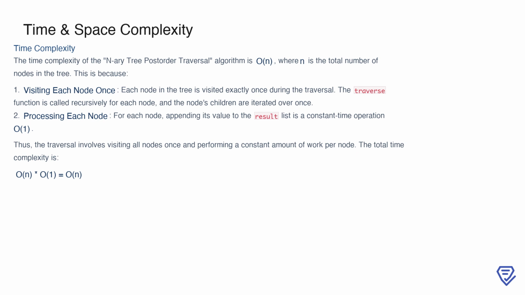The time complexity for the N-ary tree postorder traversal algorithm is O(n), where n represents the total number of nodes in the tree. This is because each node is visited exactly once during the traversal. Specifically, the recursive traverse function is called for each node, and within that call, we iterate through the node's children only once. Additionally, for every node, we perform a constant time operation, O(1), to append its value to the result list. Since we are visiting all n nodes and performing O(1) work per node, the total time complexity is O(n) multiplied by O(1), which simplifies to O(n). This ensures that the algorithm is efficient and processes the entire tree in linear time.